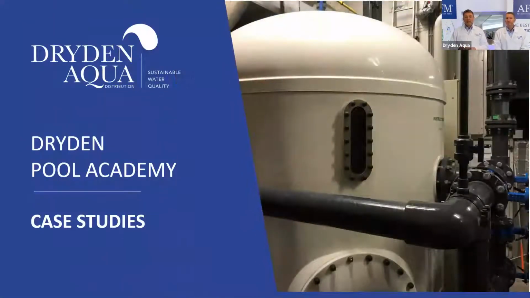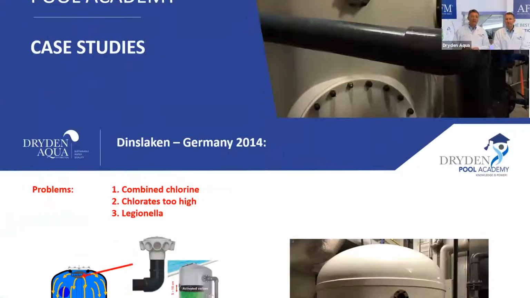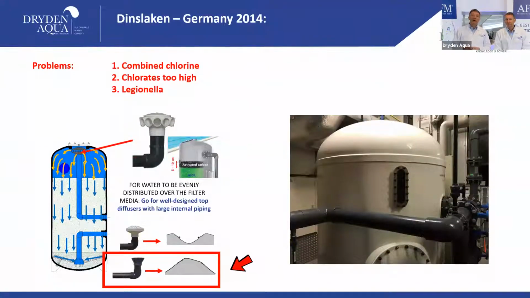Case studies. Here, this was Dinslaken, actually quite 2014. And I was in contact there with a German pool partner, and I have a problem. I have AFM in, but I have too high combined chlorine. I have too high chlorates. I don't remember anymore how much it was. And I have Legionellas. I have AFM, Dominic. So why? I mean, you promised you don't have it. So I was there. And let's go part by part.